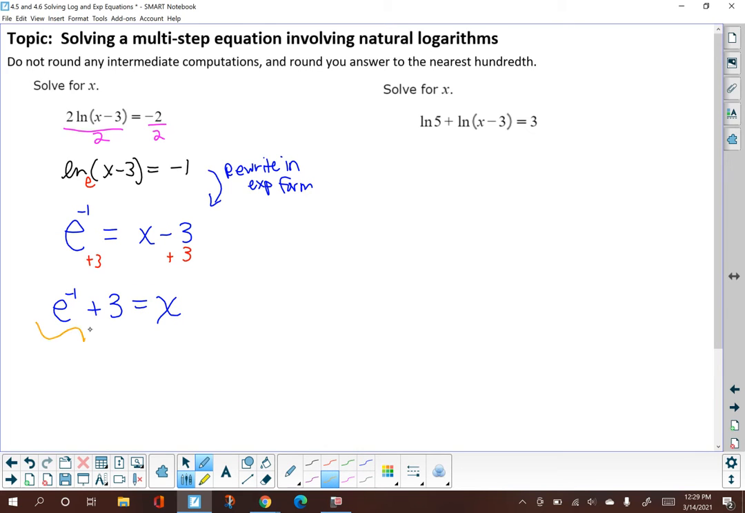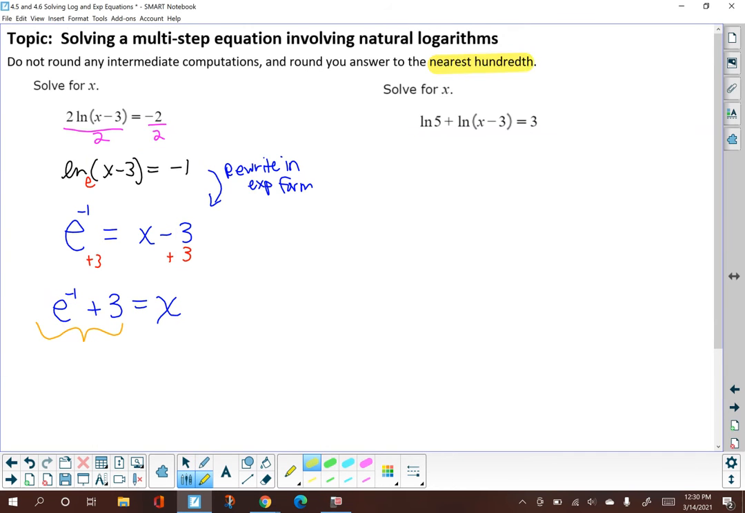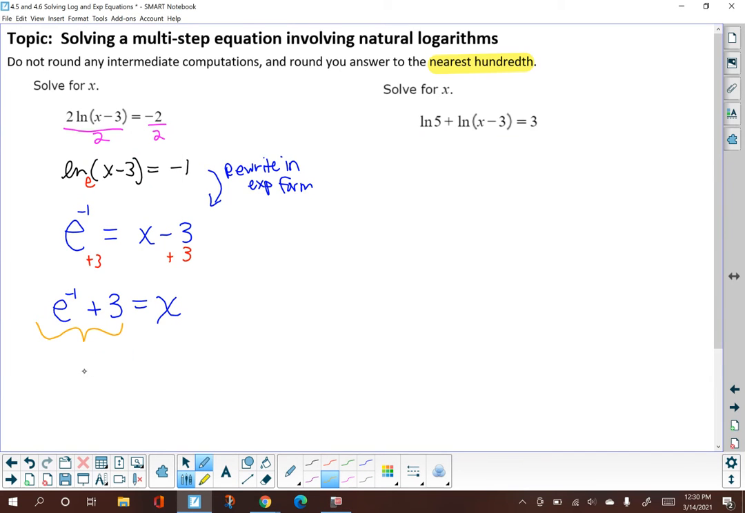We can evaluate that in our calculator. e to the power -1 plus 3. So e to the power of -1 plus 3. That's equal to 3.367. This asks me to round to the nearest hundredth. So we will keep 3.37 as our answer.